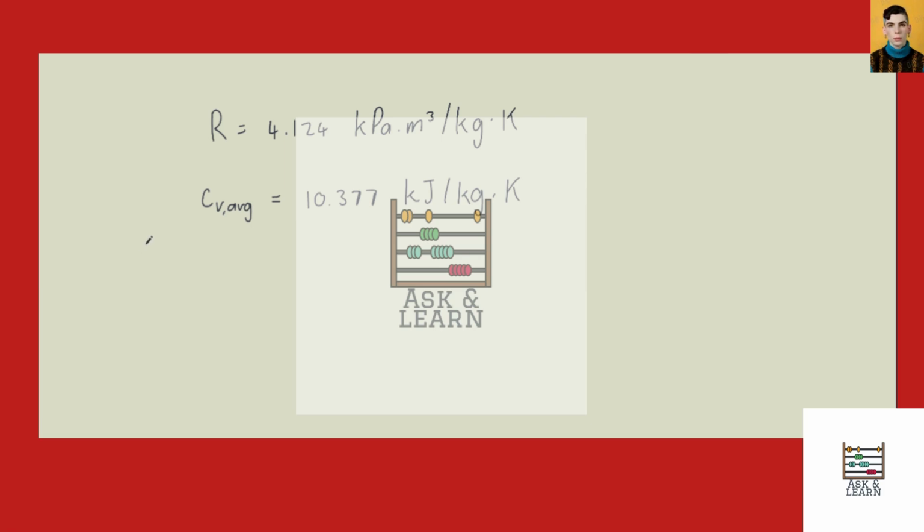And we can then write down our gas constant for hydrogen, which is 4.12 kilopascal meter cubed per kg Kelvin, and the constant volume specific heat of hydrogen at an average temperature of 450 Kelvin is 10.377 kilojoule per kg Kelvin. Now these are from our tables. So the first thing we want to do in part A is find the final pressure of the hydrogen.